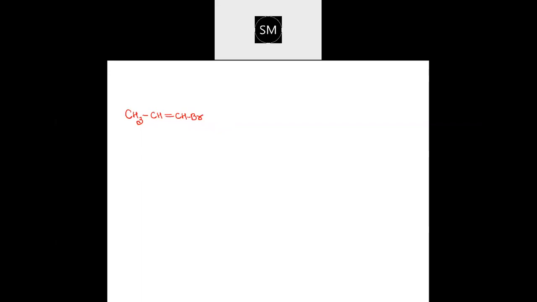See, the one who has given me the answer as bromopropene, that's the correct answer. Bromopropene itself is the answer. Very good. See, I'll tell you how to name this. Don't get confused. When you are numbering it, how will you number this compound, students?